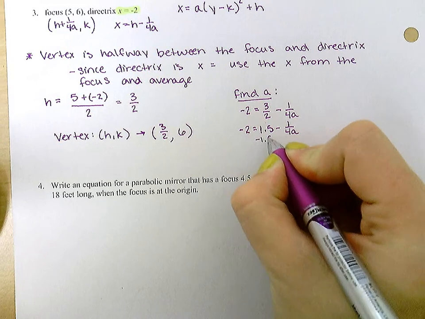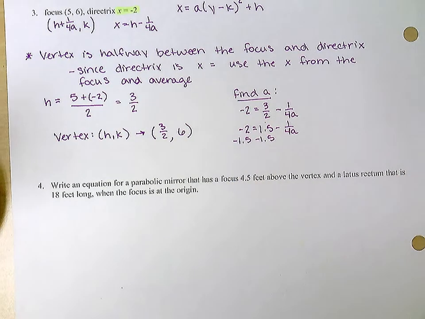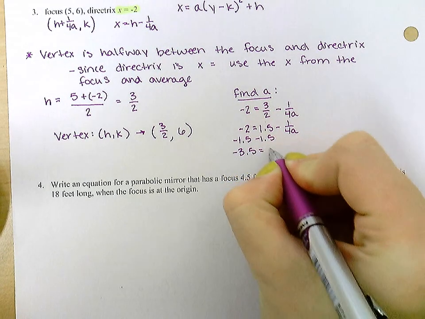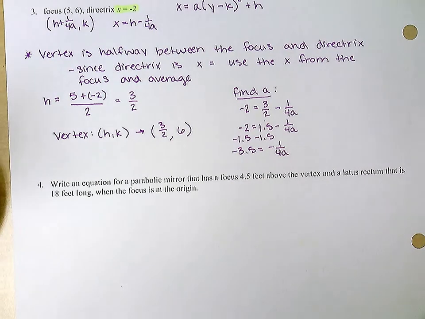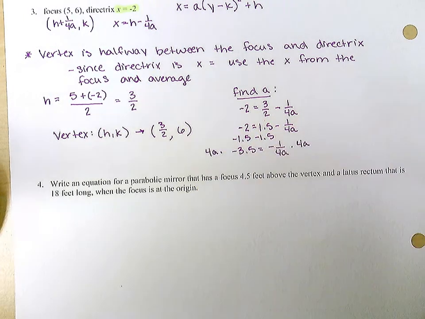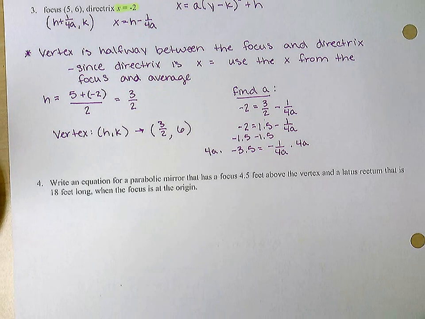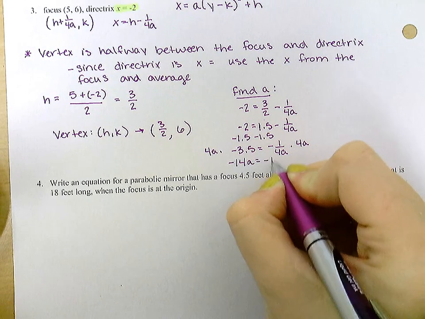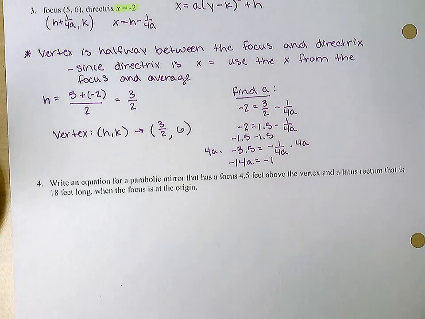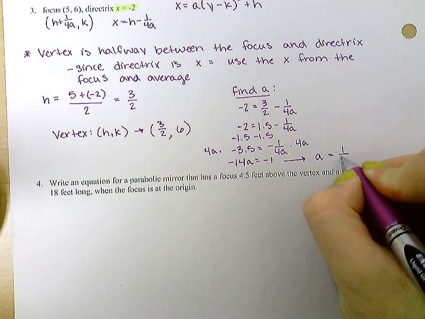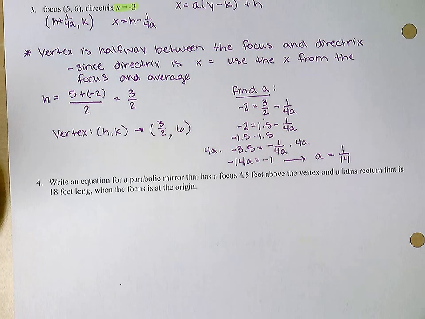Subtract 1.5 from both sides of that equation, and we can just solve like we were before. Next step is multiply 4a on both sides. So I have -14a equals -1, to get a is equal to 1/14.